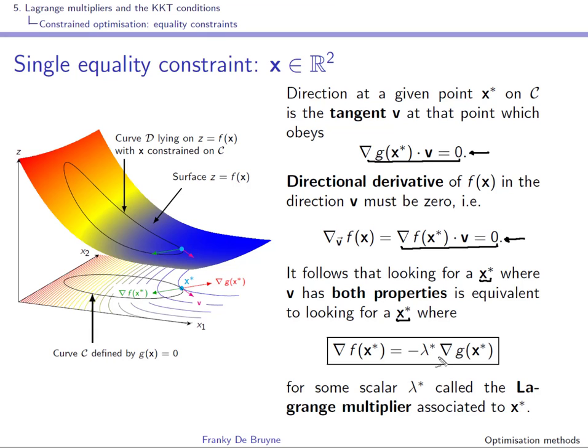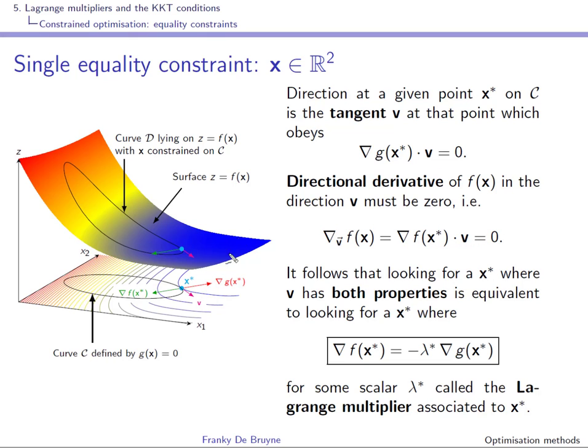So depending on the sign of lambda star, the gradient of f and g should point in the same direction or in opposite directions. So really we're looking for an x star where the gradient of g and the gradient of f are pointing in the same direction or in opposite directions.